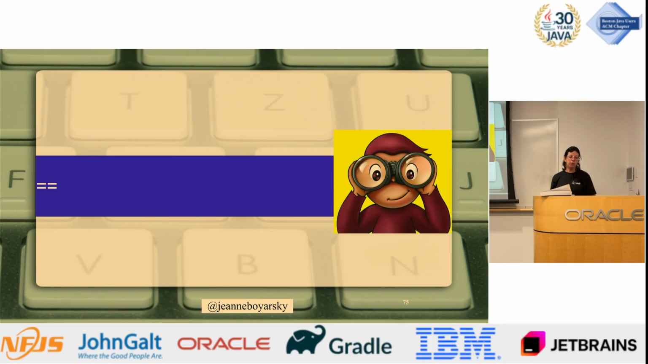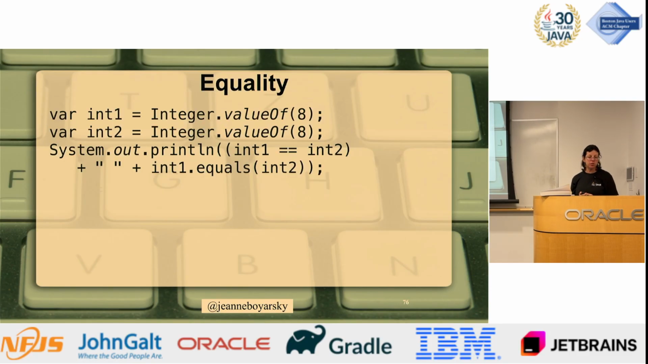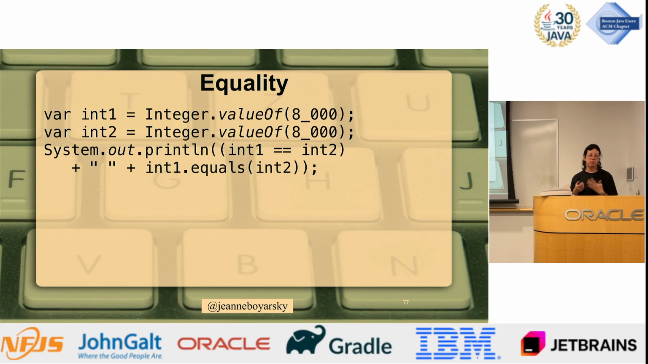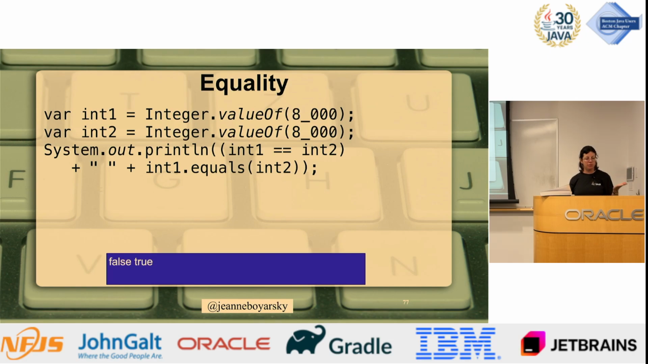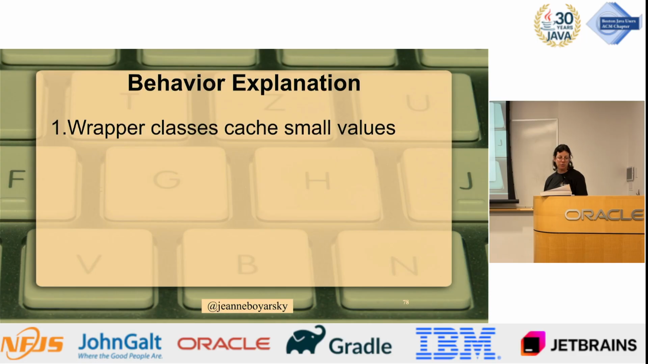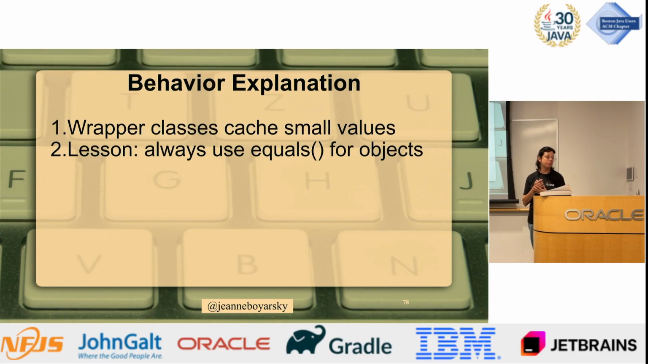Okay, equal. This one's a classic. I've got two integers. Their value is 8. I output this, and it tells me that they're the same. I've got two integers. Their value is 8,000. It tells me they're not the same because one of them is bigger than the value of 256 in the integer cache. So they are different objects, whereas in the former one, they were the same object. You should never do this. Then it doesn't matter. But the wrapper class does cache small values, and you should use equals and not have this problem because who needs unnecessary problems?